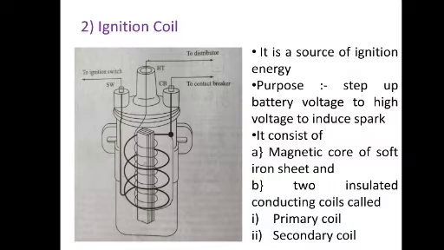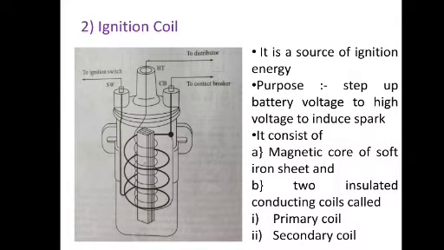Now the second one is the ignition coil. The ignition coil is the source of ignition energy in the ignition system. The purpose of the ignition coil is to step up the 6 to 10 volts of the battery to a high voltage sufficient to induce an electric spark across the electrodes of the spark plug. A typical ignition coil is shown in the figure.